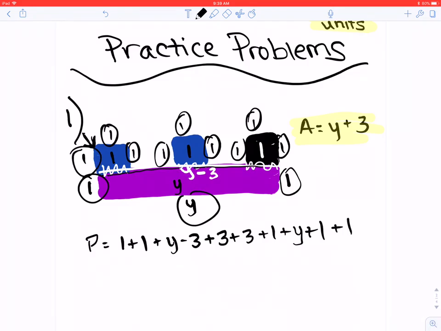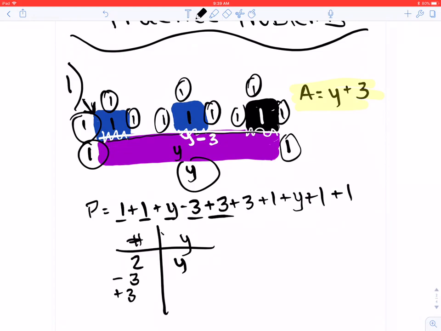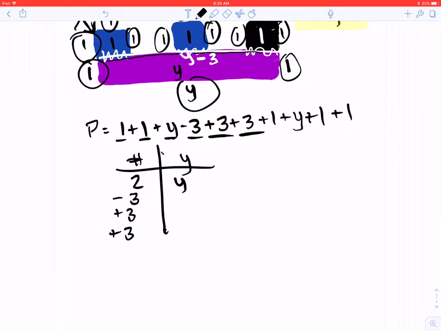All right, time to combine my like terms. I have numbers, I have y's. That's it, 2 columns. So here I have 1, 2, plus a y, take away 3, add 3, add 3, add 1, add y, and then I have 2 more. So I'll say plus 2.